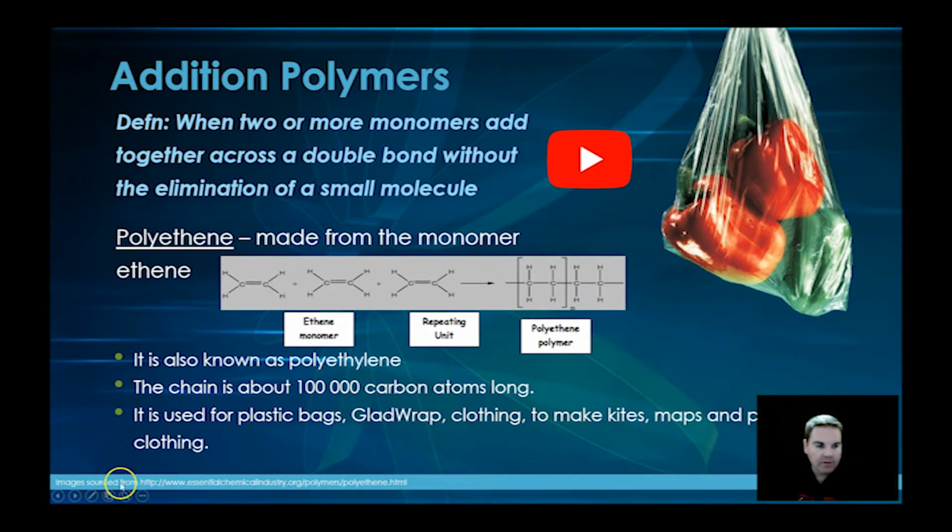What happens, and I'll see if I can get my pen to work at the moment, is that one of these bonds breaks, and this bond is made up of two electrons. Every bond is made up of two electrons.